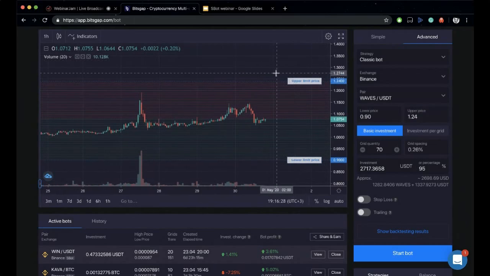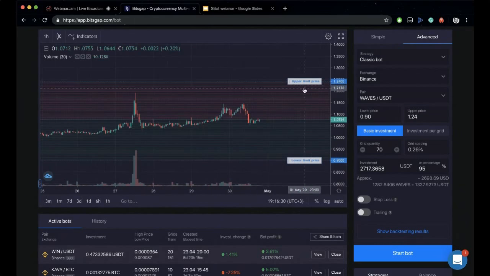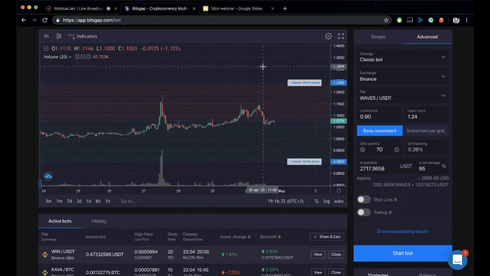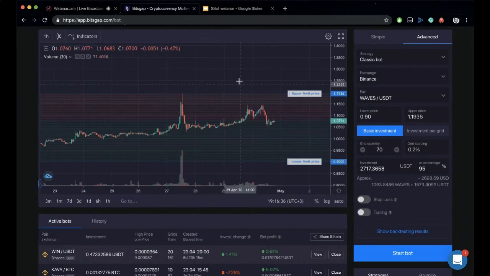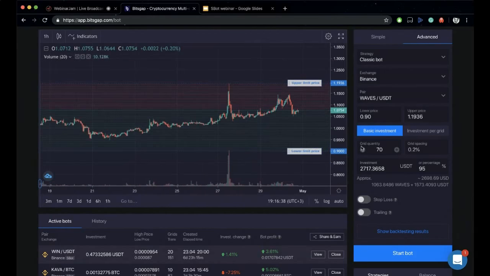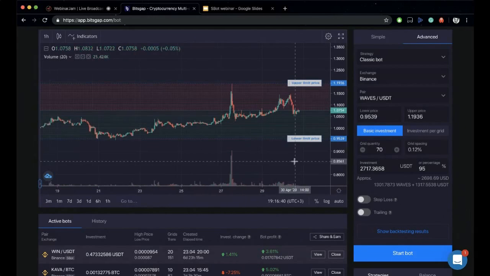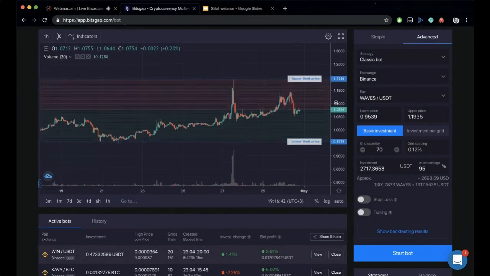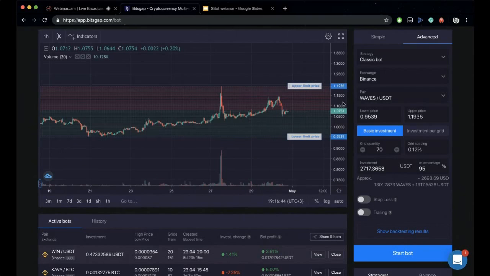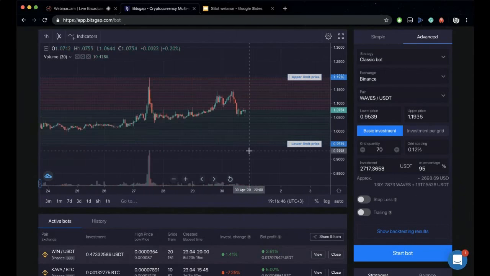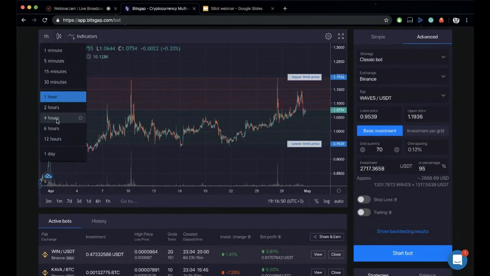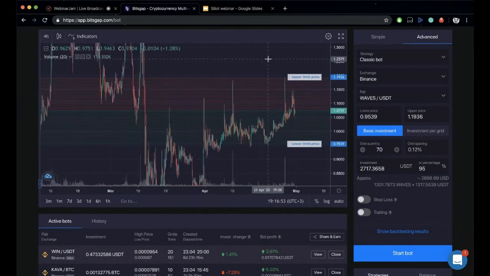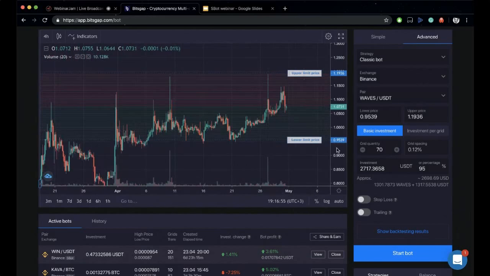What else you can do? You can do this manually on the chart, which I find even more convenient. It requires less time. So you can zoom out and zoom in the chart to see the whole time frame. You can change the time frame, let's say to 4 hours. So that's how it's going to look.